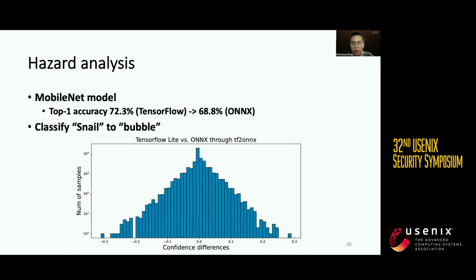Here is another case study. This converter wrongly converts the data type of quantized operators from uint8 to float32. If one model contains such quantized operators, the computation result will be inconsistent by the order of 0.01 after conversion. For example, an image of a snail is correctly classified in the original model with confidence 0.7. After the conversion, it is predicted as a bubble with confidence 0.6 by the model. Figure 6 displays the distribution of biases in confidence for all correctly classified samples. As for the 17,113 samples with decreasing confidence, the reduction of confidence is 0.03 on average, with a maximum decrease of 0.3.